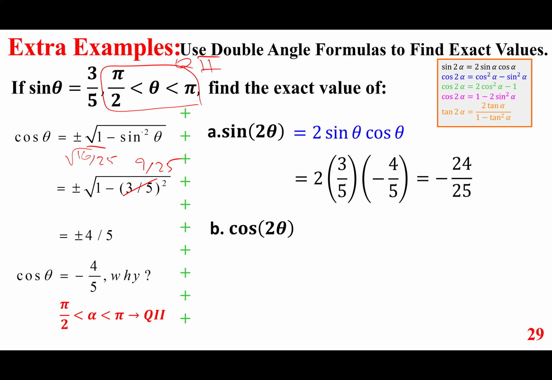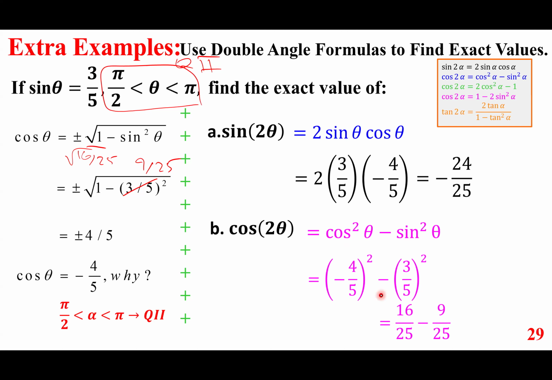Cosine 2 theta. You can write it in a number of ways. Any of them will do the job, class. I can use any of them, and since I have sine theta as well as cosine theta, it makes no difference. So if I go with cosine squared minus sine squared, cosine is negative 4 over 5 squared, and sine is a positive 3 over 5 squared. This gives me 16 over 25. This gives me 9 over 25. The difference is 7 over 25 as the final answer.